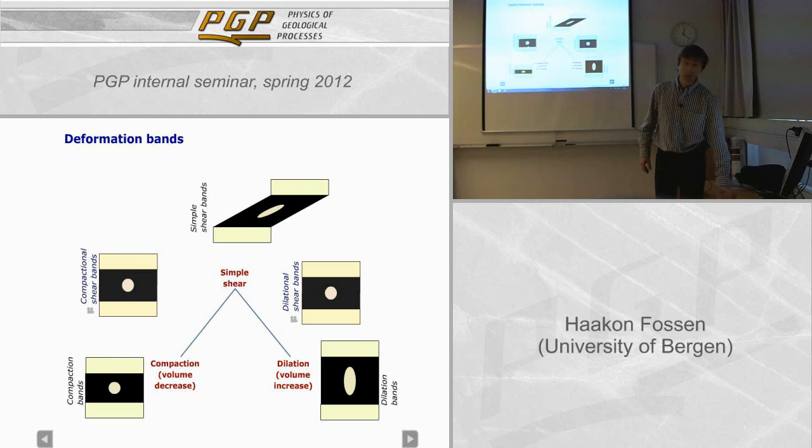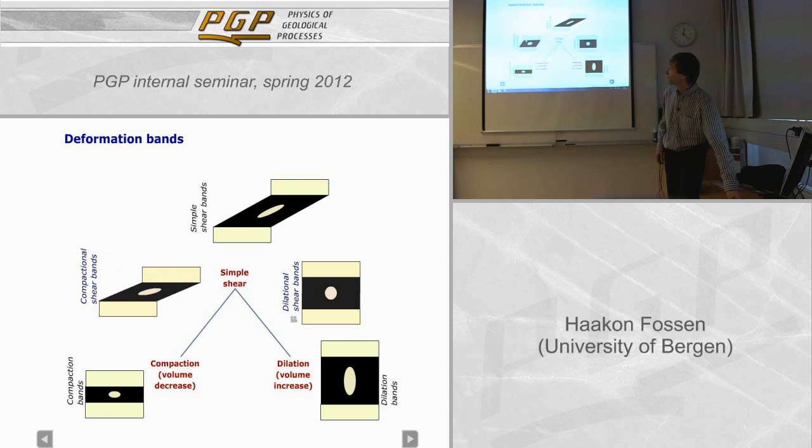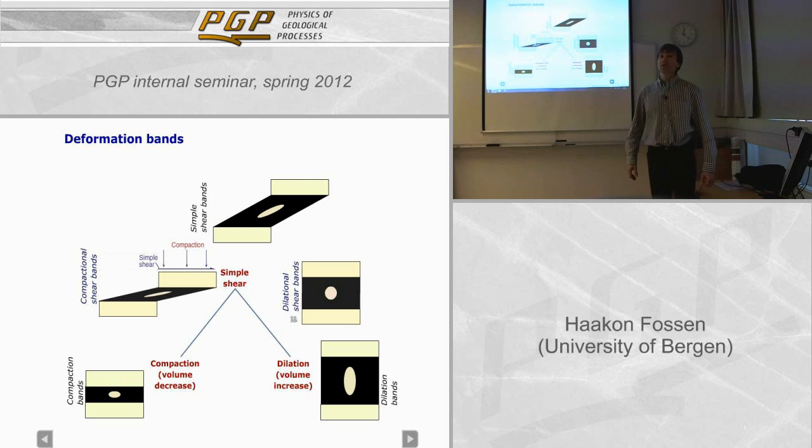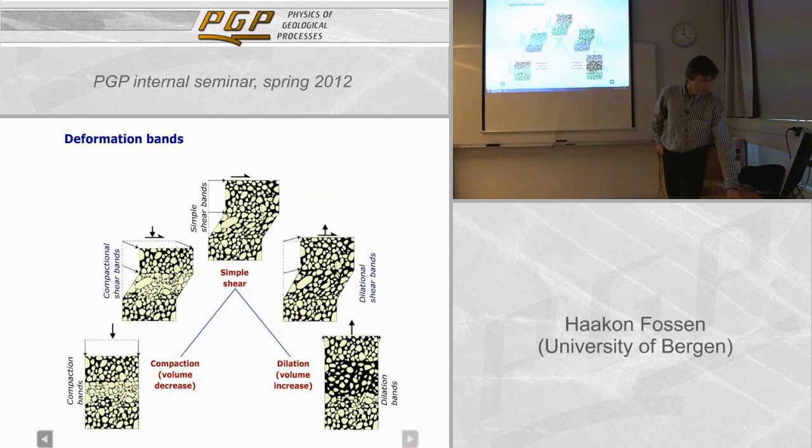But for the most part, the deformation bands that we find in most sandstone reservoirs involve some compaction and some simple shear. So it's a combination of the two. And that's nice. When we have compaction, we get reduction in porosity, we get reduction in permeability, and things get interesting. So this is the most common type of deformation band, the compactive shear band. Okay, I'm going to skip that.